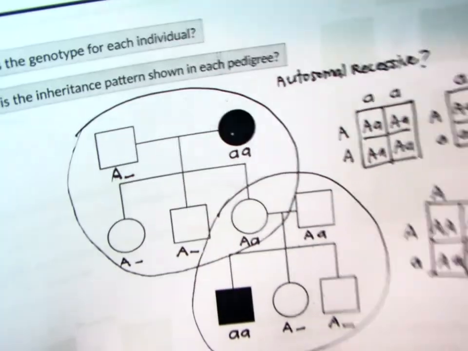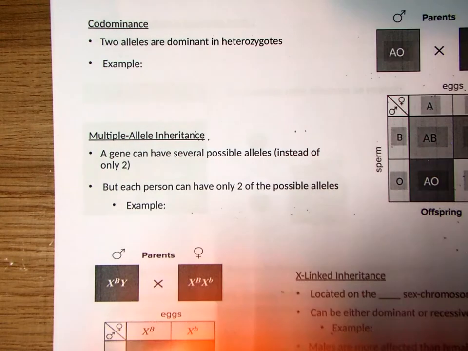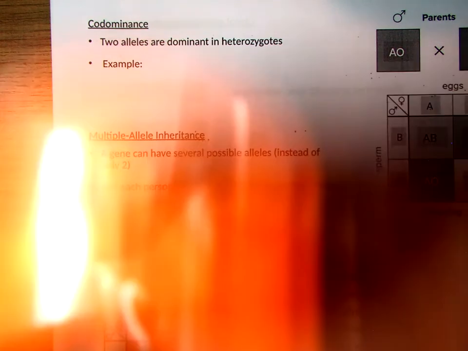Okay, let's make it even more complicated. Just kidding, it's not too bad. So, codominance.